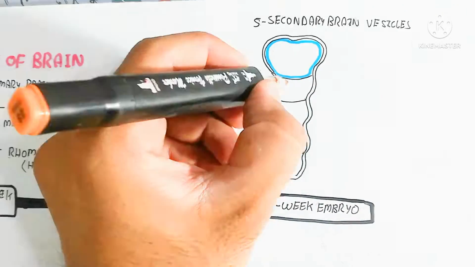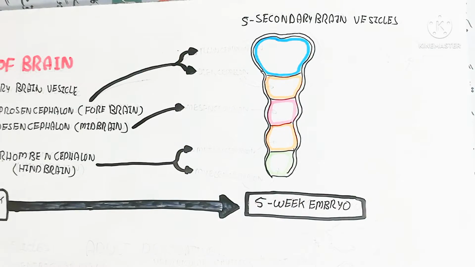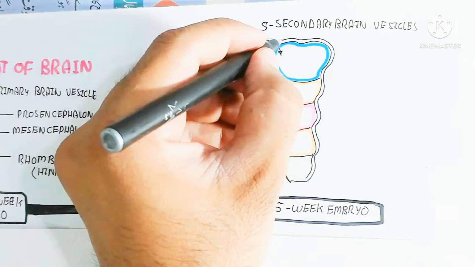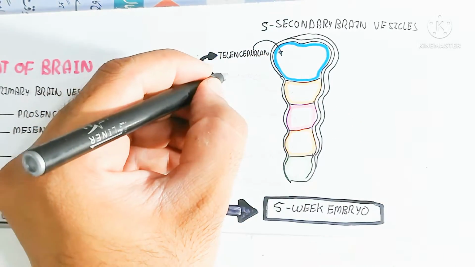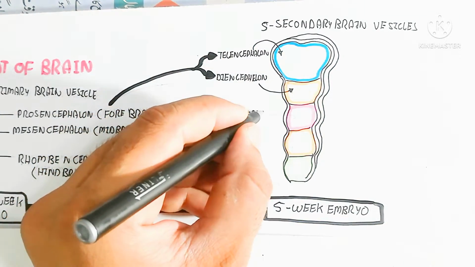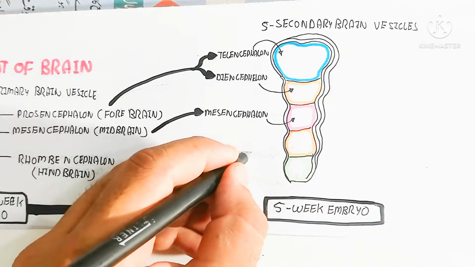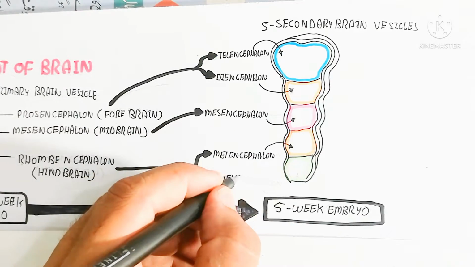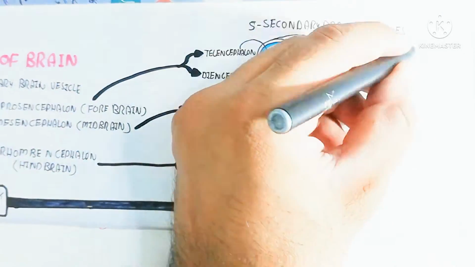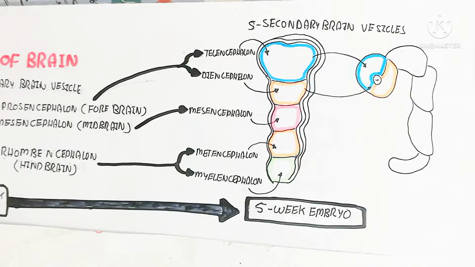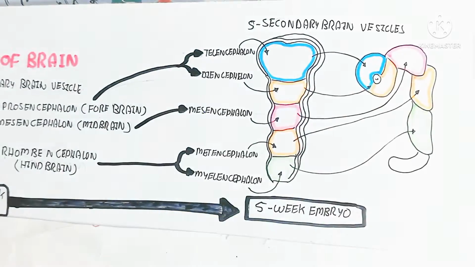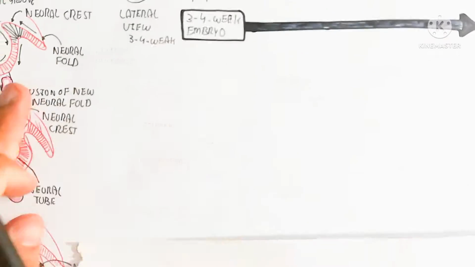So here you can see I am drawing again, after the 4-week embryo, the 5-week embryo. The 5-week embryo later develops into the telencephalon and diencephalon, which come from the prosencephalon, the forebrain. While the midbrain, the mesencephalon, develops the mesencephalon only. On the other hand, the rhombencephalon produces the metencephalon and myelencephalon, as you can understand here as well.